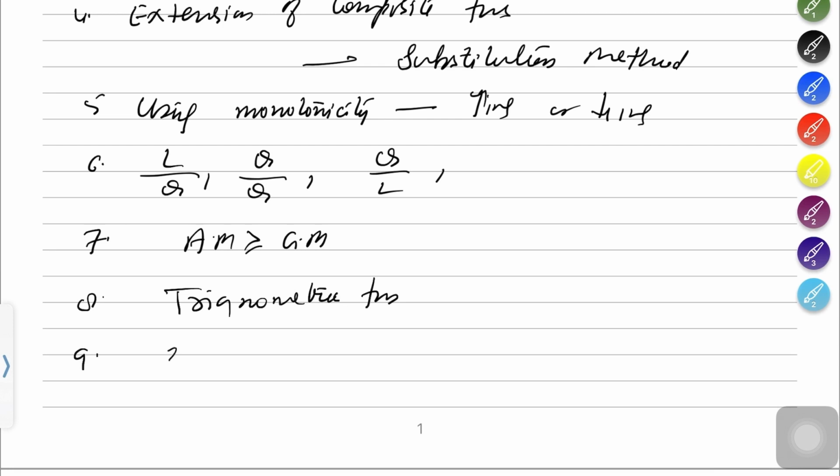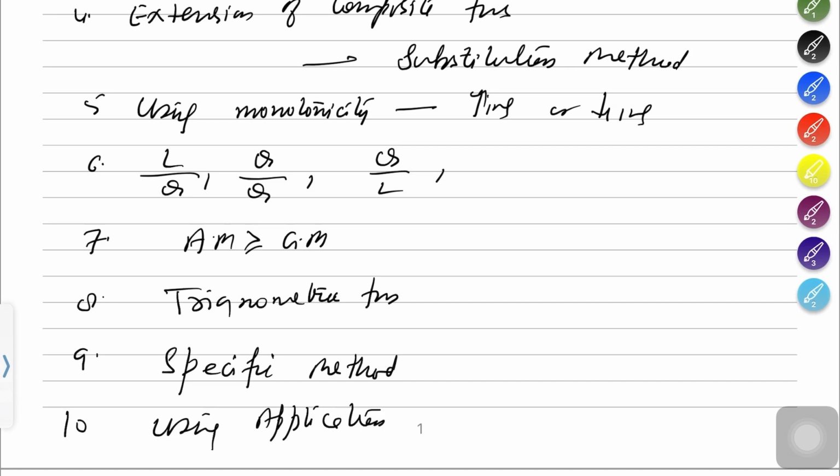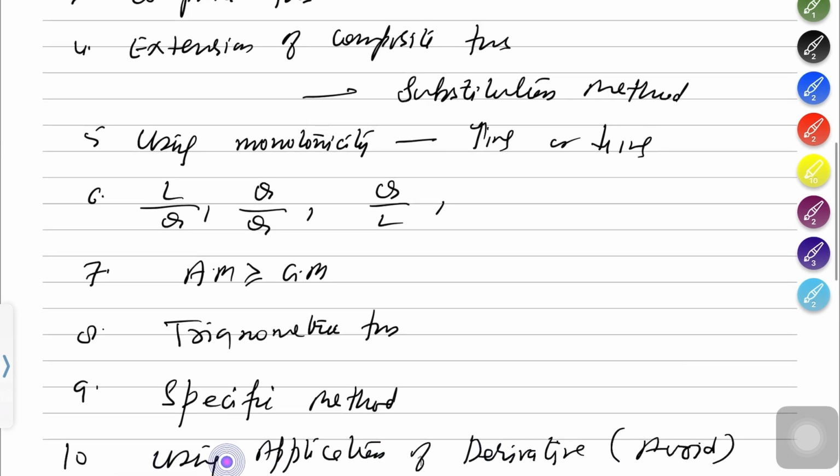And obviously the next method is a specific method. There are some functions which do not fall under these categories, so we'll use a specific method. And tenth, this is using the application of derivatives. This is a very lengthy method, so we normally avoid it. Obviously this is the general method for any function, but it is quite lengthy, so we will avoid using the application of derivatives.